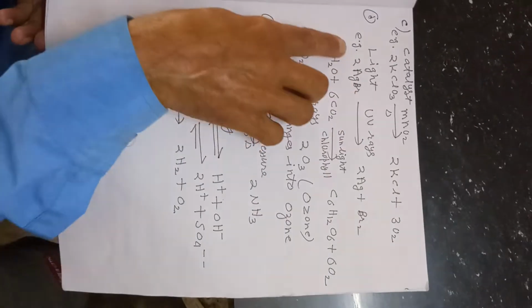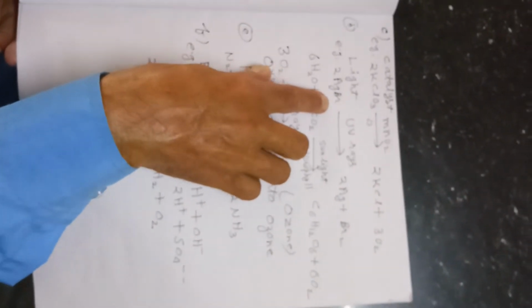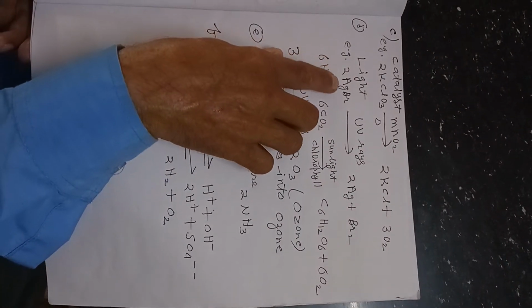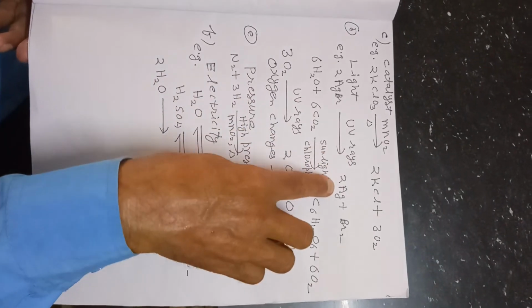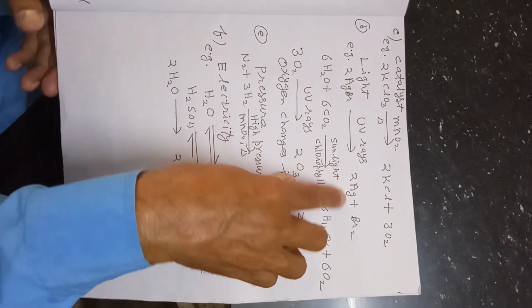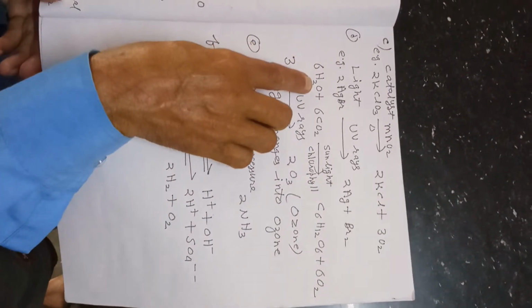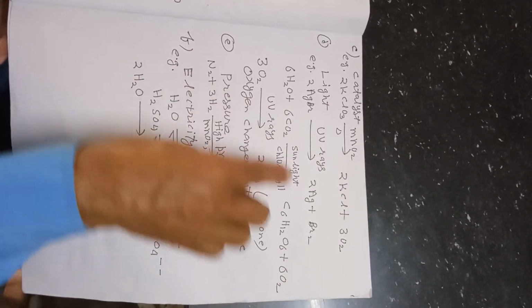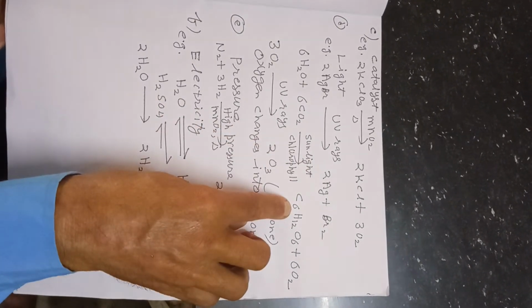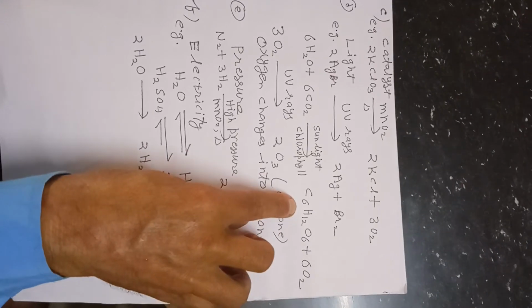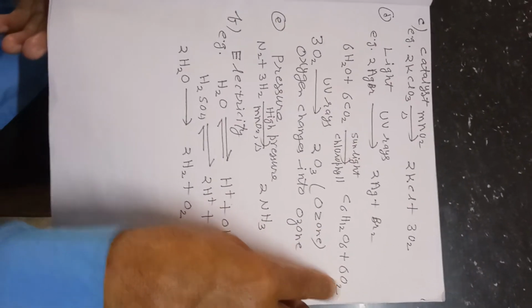D. Light. Light is a very important factor which affects chemical reactions. For example, silver bromide in the presence of ultraviolet rays gives silver and bromine gas. Another example: photosynthesis, water plus carbon dioxide in the presence of sunlight and chlorophyll. That means green plants give out glucose, C6H12O6, plus oxygen, O2.